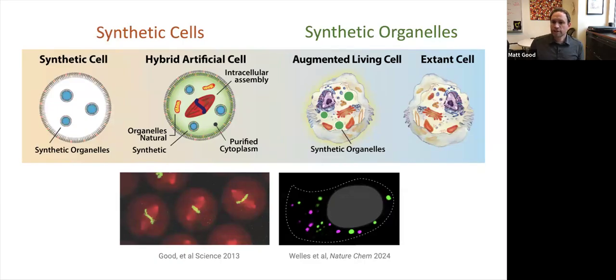My lab's interested in the assembly of synthetic cells and synthetic organelles. On the left, this includes bottom-up assembly of synthetic cell-like compartments that contain, for example, cell-free cytoplasm that can carry out aspects of the cell cycle, such as spindle assembly and microtubule patterning. And then we've also been interested, on the right, in top-down approaches to augment the function of living cells by embedding within them synthetic organelles. And this is really the focus of my talk today.